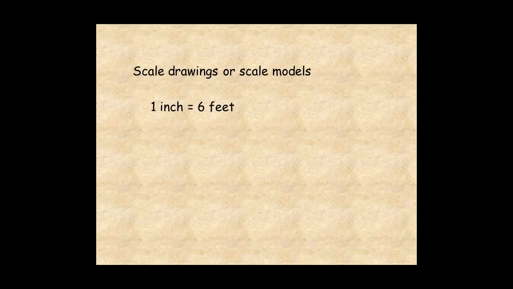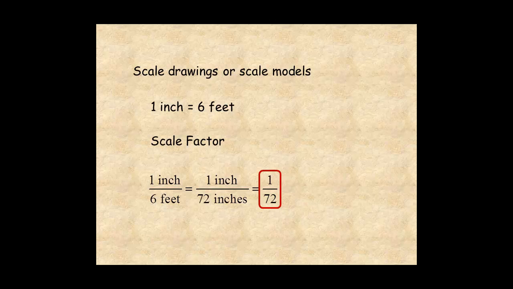A scale written as a ratio without units in simplest form is a scale factor. For example, if the scale of a model boat is 1 inch equals 6 feet, write the ratio 1 over 6 feet. Then convert 6 feet to 72 inches. And the scale factor is 1 over 72. When you calculate a scale factor, the numerator and denominator must have the same units.